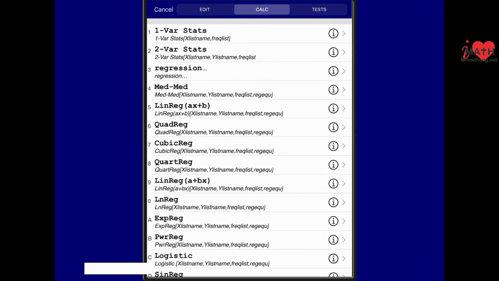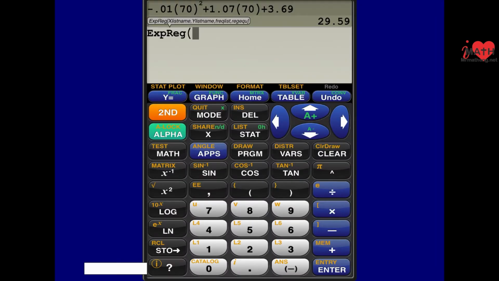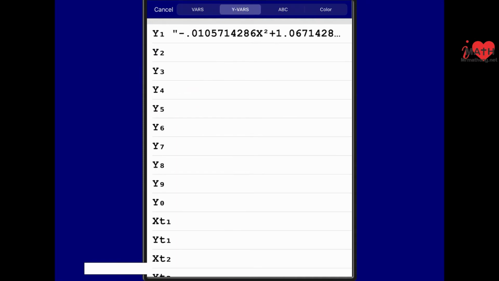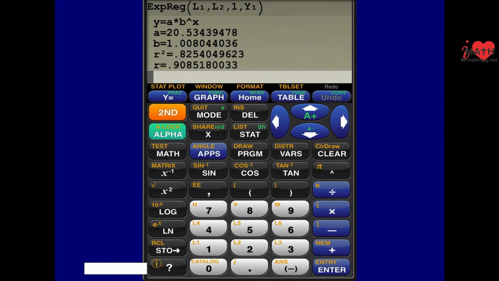Stat, calc, and then I'm assuming it's still in that list. Vars, y1. Yes. All right. Okay, there's my equation. Question number 9, it says use the exponential regression equation to determine the number of viruses after 1 day. Okay.